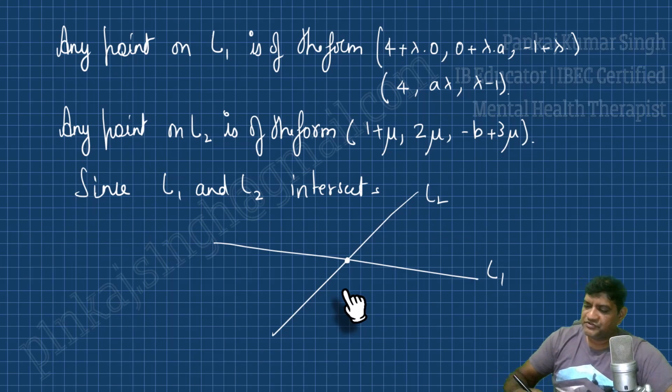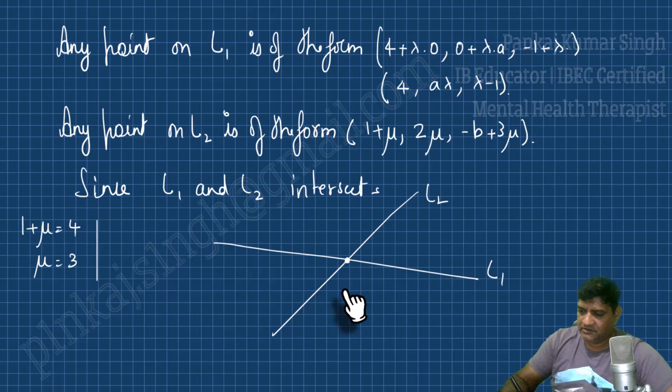So what I'm going to do is equate the x coordinates. From here, I get the mu value as 3. Using this, I can find the y coordinate, which is 2 mu equal to a, which is minus 3 by 2 lambda. So I know the value for mu, which is 3. So that's 2 times 3, and that's equal to minus 3 by 2 times lambda. And from here, I can get the value for lambda as minus 4.